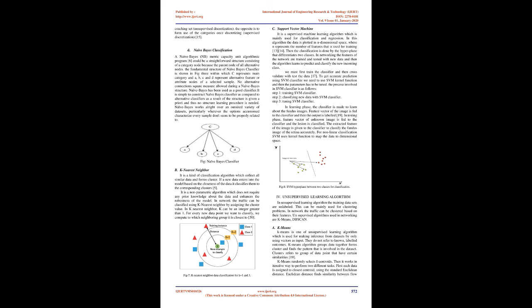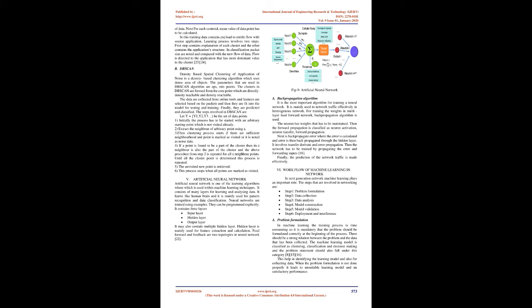In networking, the features of the network are trained and tested with new data, and then the algorithm learns to predict and classify the new incoming class. We must first train the classifier and then cross-validate with the test data. To get accurate prediction using SVM classifier, we need to use an SVM kernel function, and then the parameters have to be tuned. The process involved in SVM classifier is as follows.